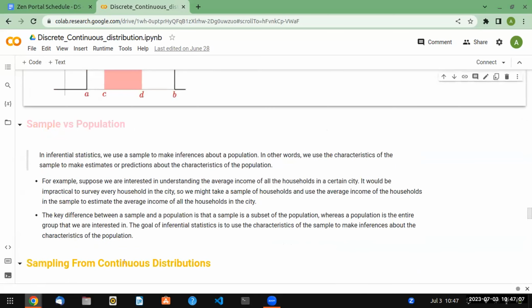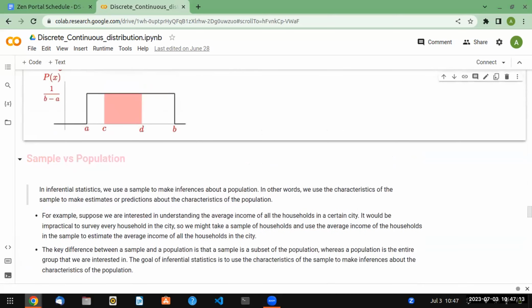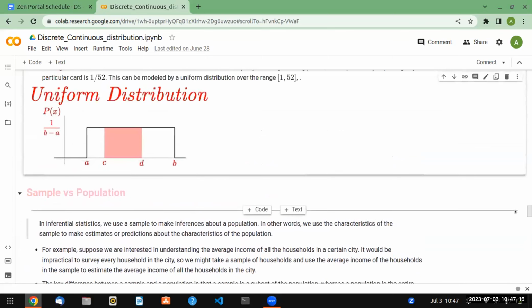I think sample and population we already discussed, guys, right? Sample versus population, we need not discuss that again. Now the main point is, whatever we learned till now, where to apply that.